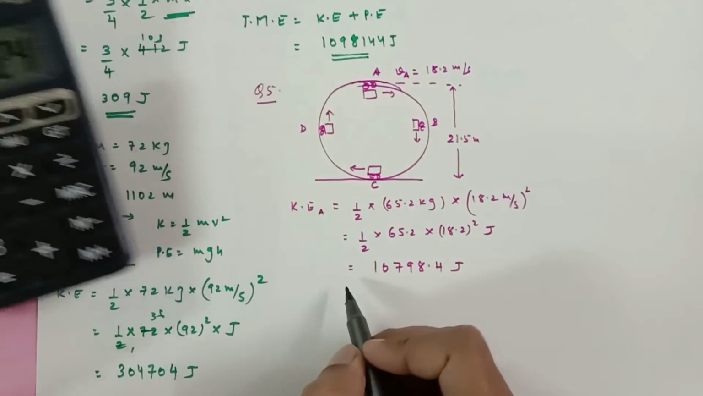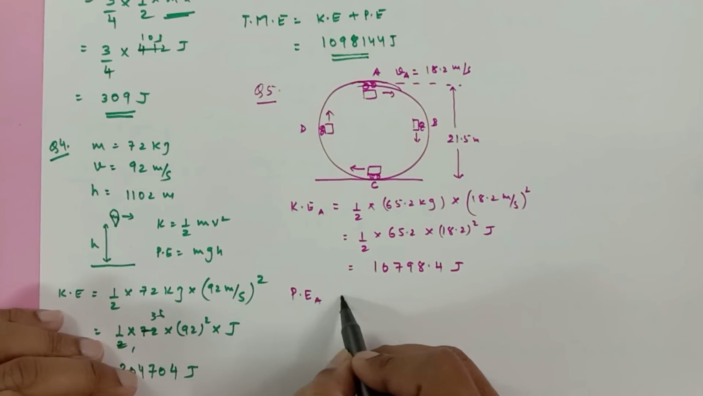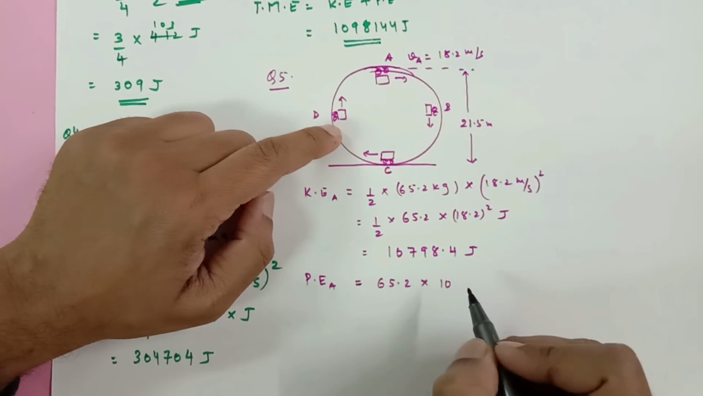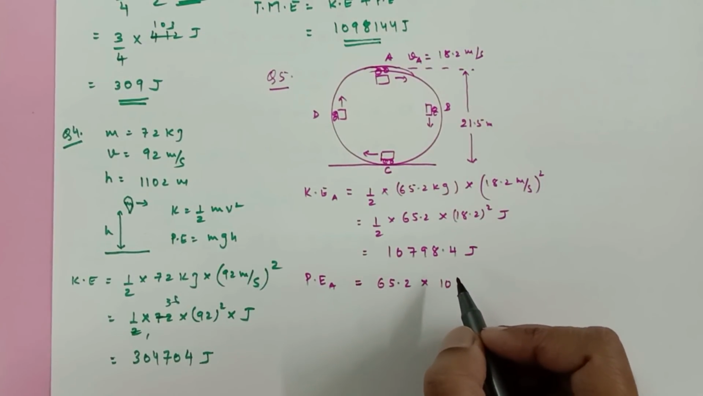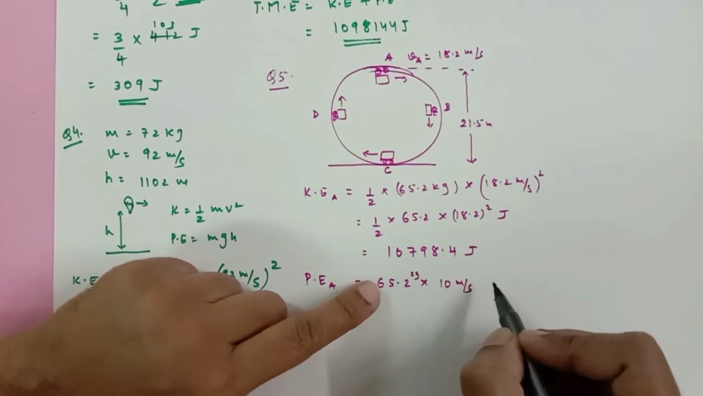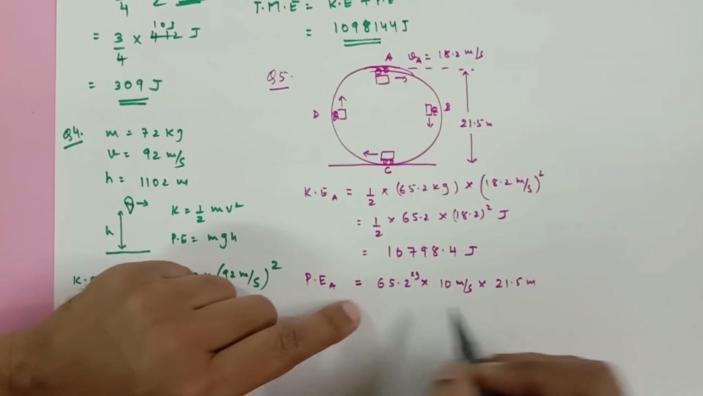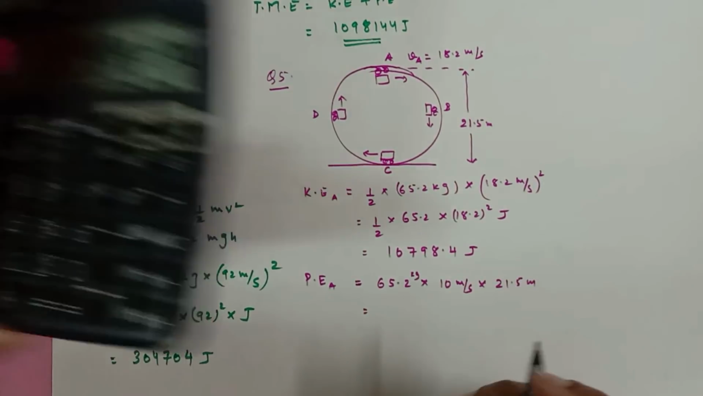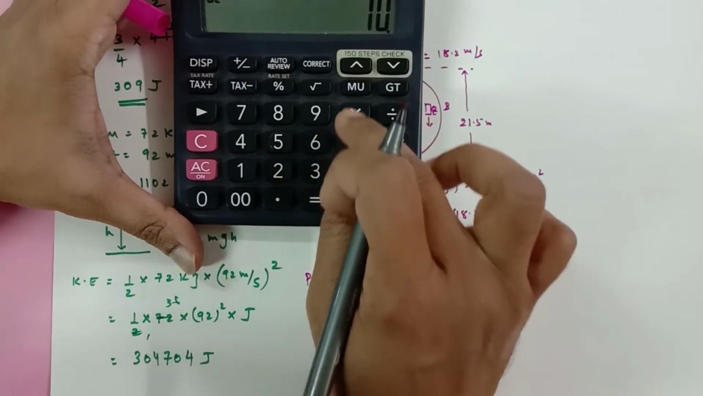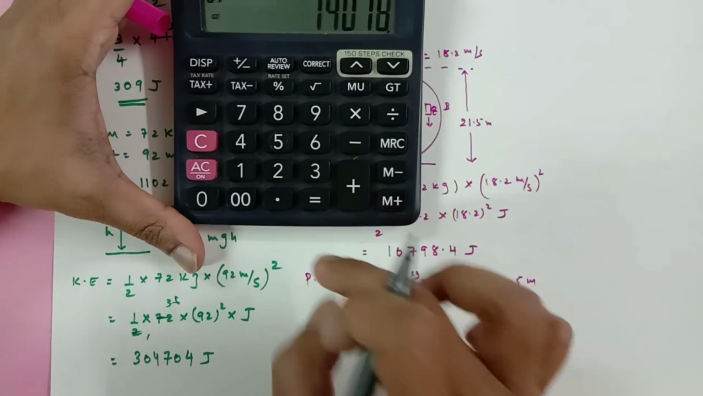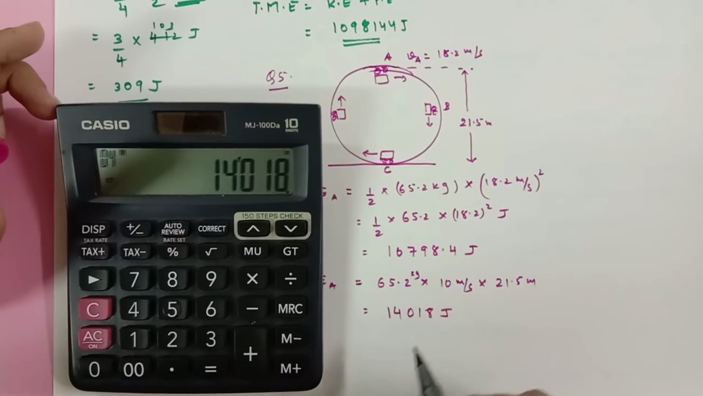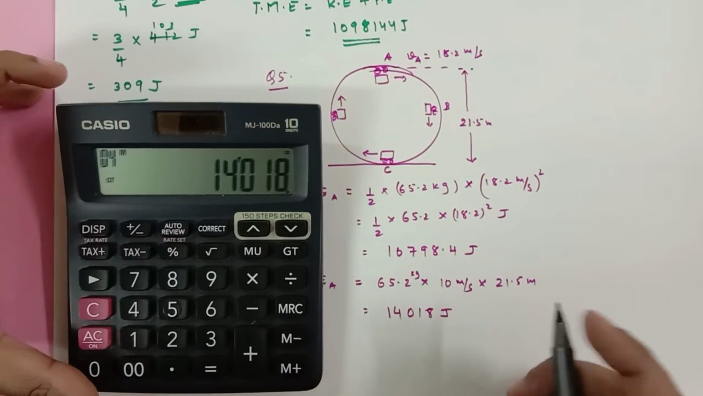10798.4 joule. Now the potential energy at point A is equal to mgh, so m is 65.2, g is, they have not given the value of g, so we'll take this as 10 meter per second square, this is kg, and h is 21.5 meter. So again kg meter square per second square is joule, and now 65.2 multiplied by 10 multiplied by 21.5, the answer is 14018 joule. This is our potential energy, this is kinetic energy.